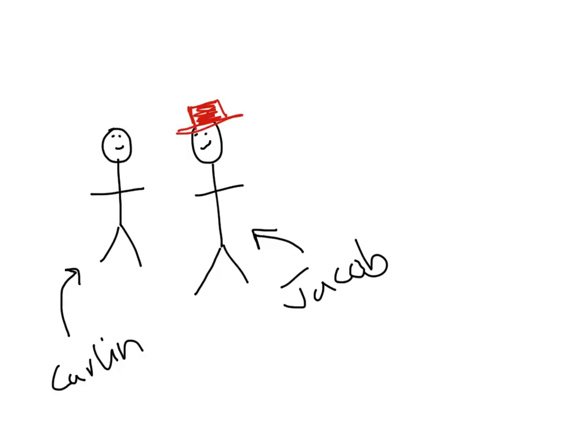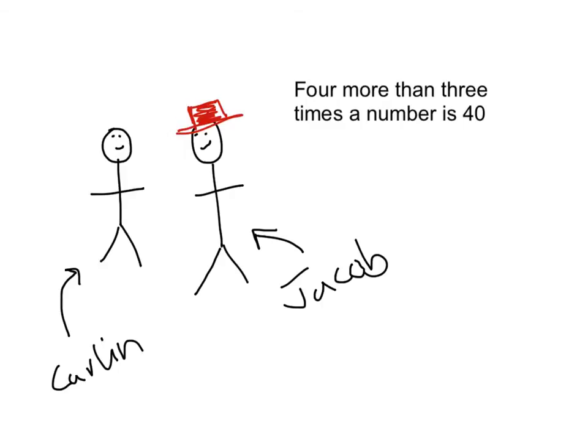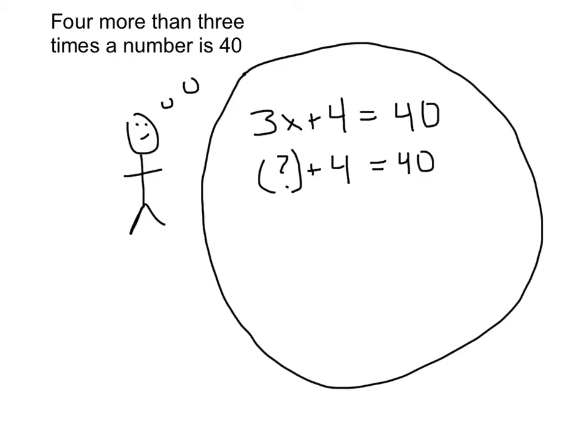Well, Carlin was like, that's way too easy. Jacob, how are we going to make any money if we all only do the cover-up method? Those problems are too simple. So Jacob's like, okay, I'm going to give you a more difficult one. So Jacob says, okay, 4 more than 3 times a number is 40. So Carlin thinks of the problem like this. 3 times a number plus 4 has to equal 40.